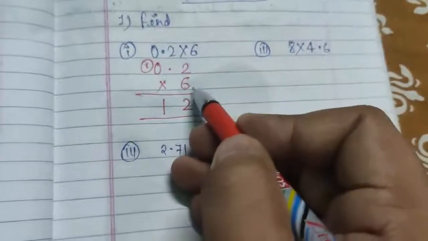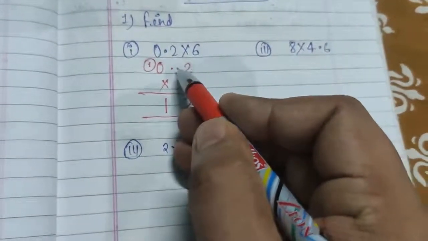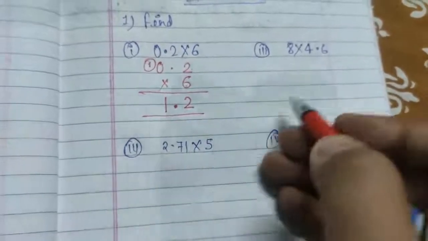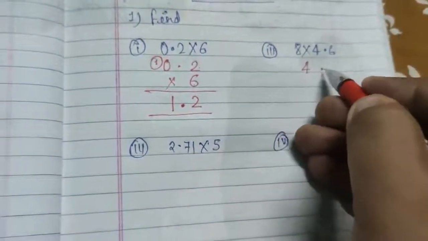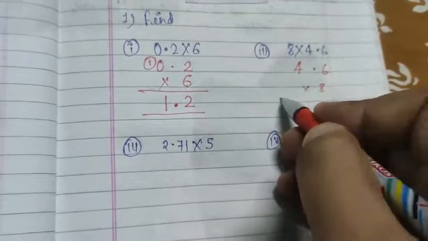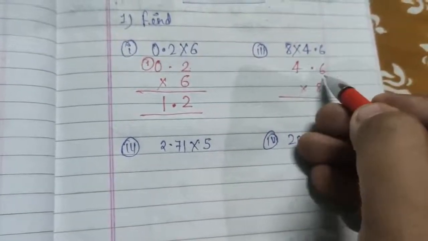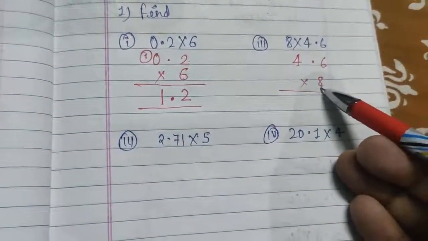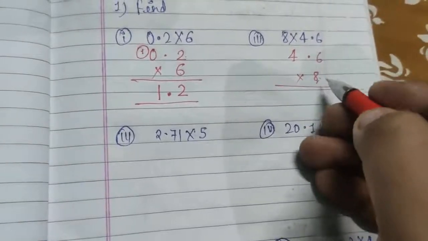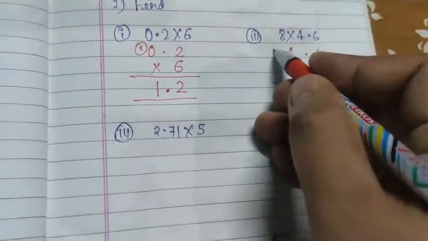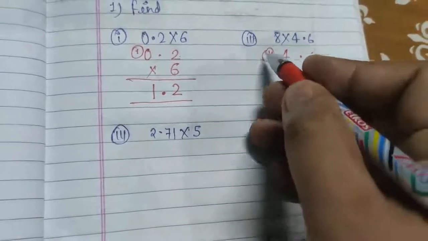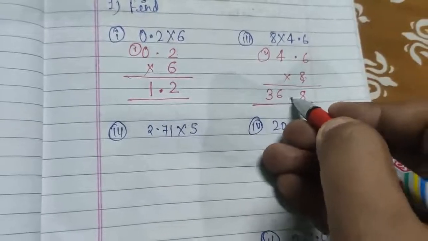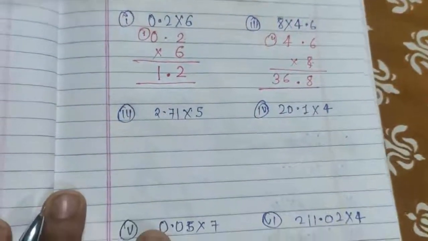And you can see there is only one decimal place here and no decimal places here, so the decimal will be after 1. Now here it is 4.6 then 8. Now I have told you that we will write the number with more digits on the upper side. 4.6 has 2 digits and 8 has only 1 digit, so we will write it down. So 8 sixes are 48 and 4 carry, and 8 fours are 32 and 4 is 36, and the decimal will be after 1 place because here it is after 1 place.